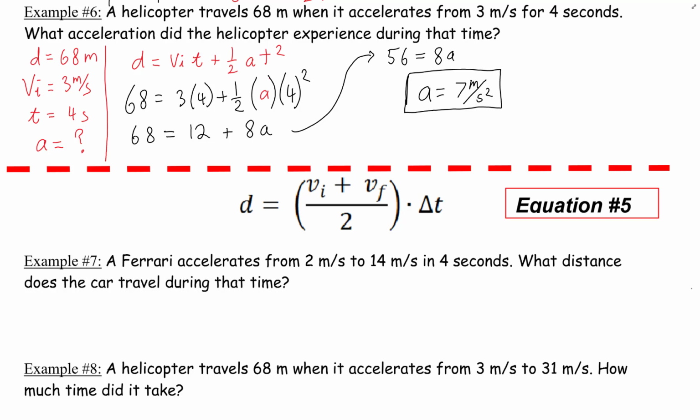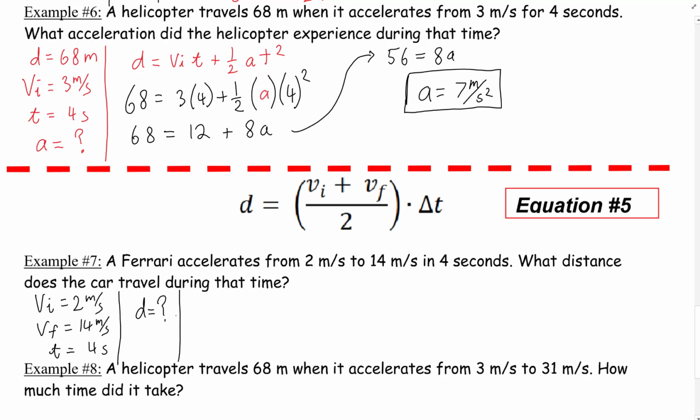A Ferrari accelerates from 2 meters per second to 14 meters per second in 4 seconds. What distance does the car travel in that time? vi is 2. vf is 14. And the time is 4 seconds. We're asked for the displacement.